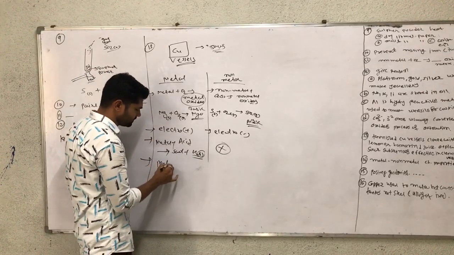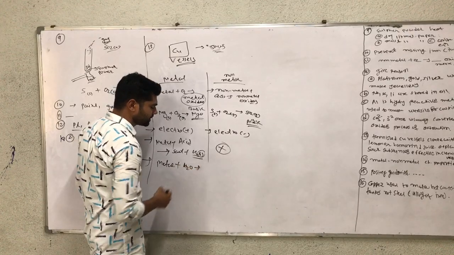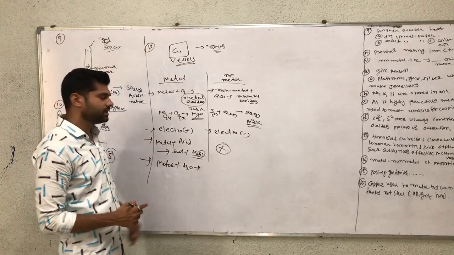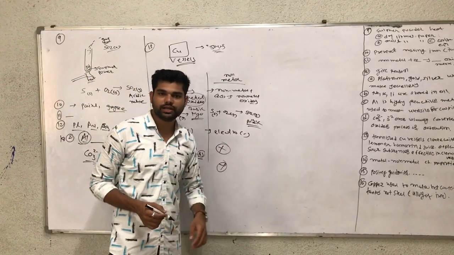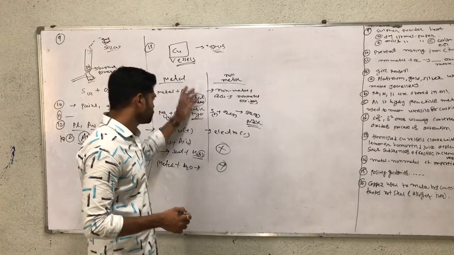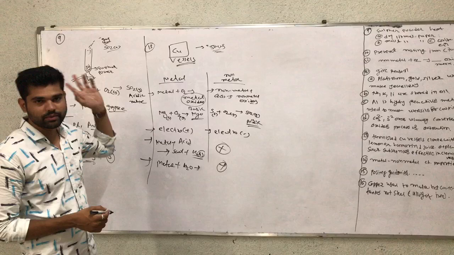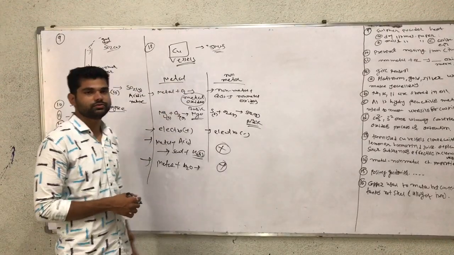Next, metal reacts with water and in a similar way produces H2 gas and salt. Non-metal does not react with water. So the lecture above was on physical properties, and now these are the chemical properties of metal.